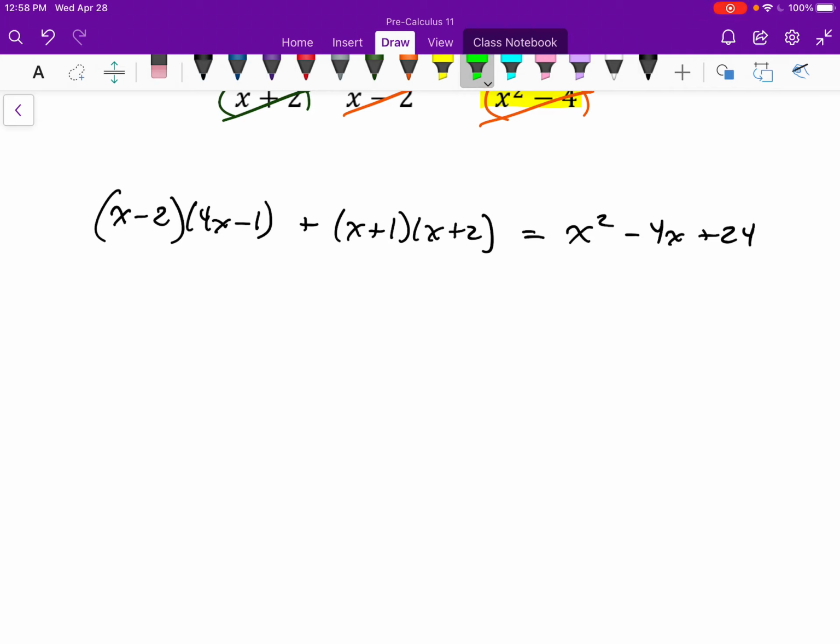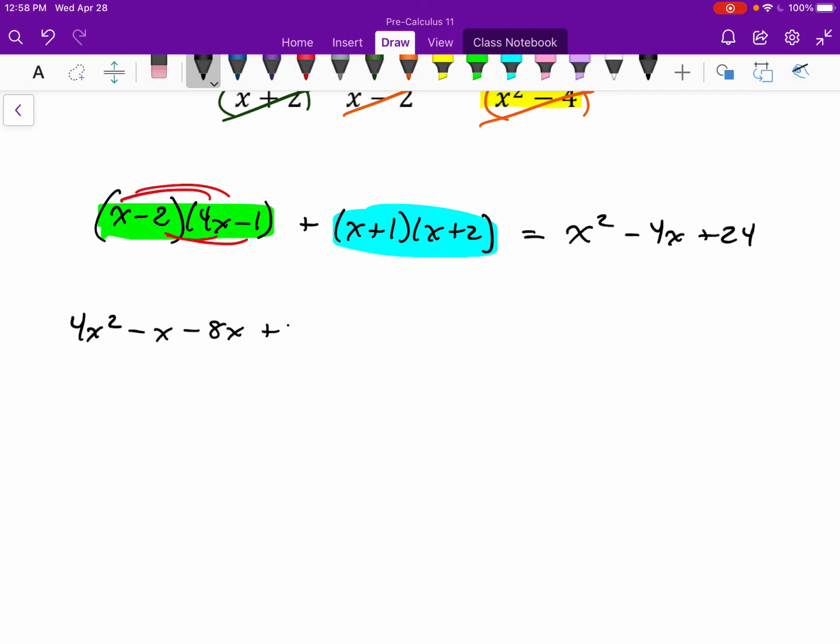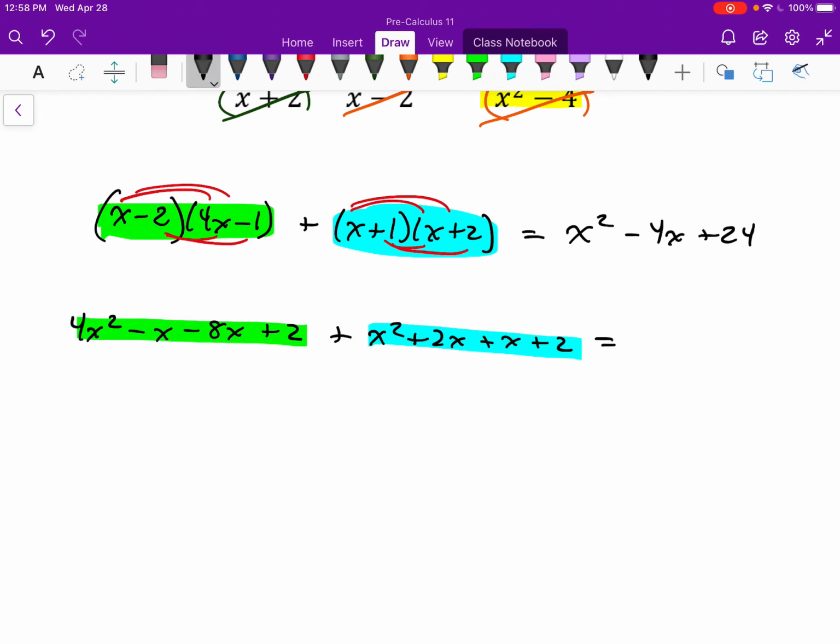So I now have a fair amount of multiplication work to do, combining, expanding, combining, all that sort of stuff. So let's look at these. If I FOIL this out, I should get 4 terms. I get 4x squared minus x minus 8x plus 2. Next, FOIL all this out. I get x squared plus 2x plus x plus 2. And the right-hand side I just copied out.